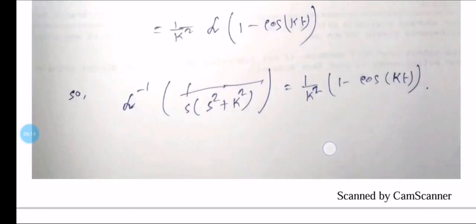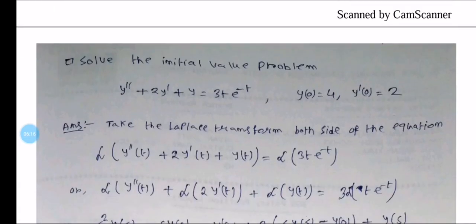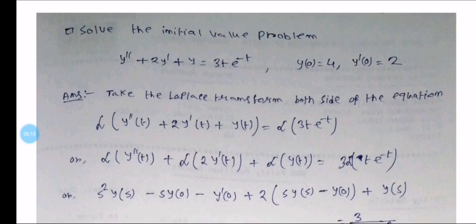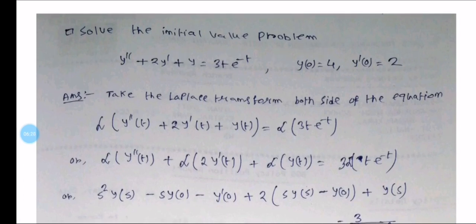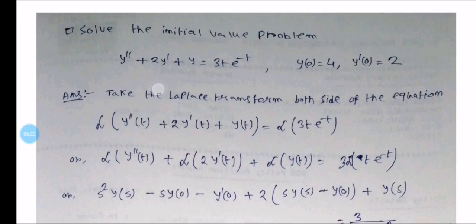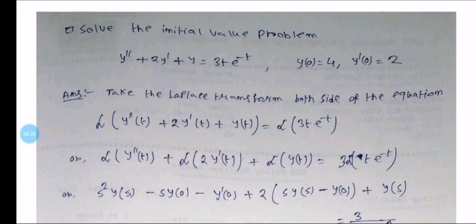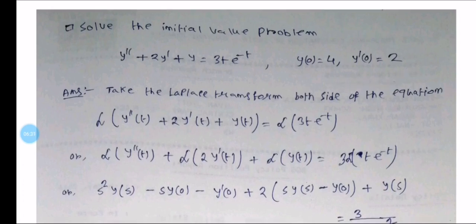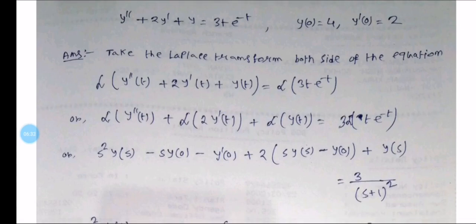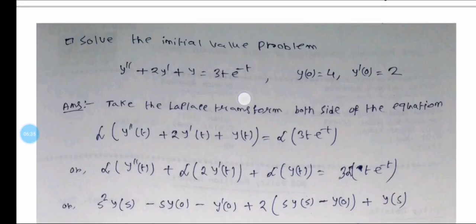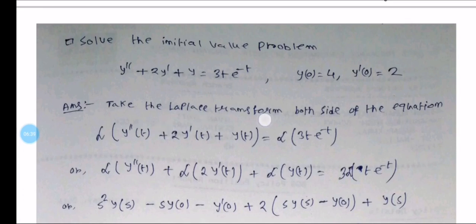So this is the Laplace transformation. Now we come to an initial value problem, which is a differential equation: y double dash plus 2y dash plus y equal to 3t to the power minus t, with y dash of 0 equal to 2 and y of 0 equal to 4. Solve this initial value problem by using the Laplace transformation.